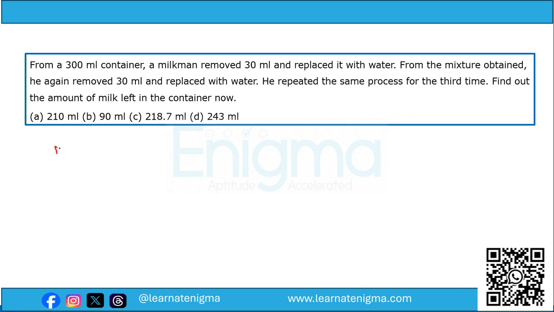Now, we can easily solve this question by using the following concept. So, milk left is equal to the original quantity of milk, that is 300 ml, multiplied by. Now, the milkman removed 30 ml and replaced it with water. So, we have to do it like this: 300 minus 30 upon 300.